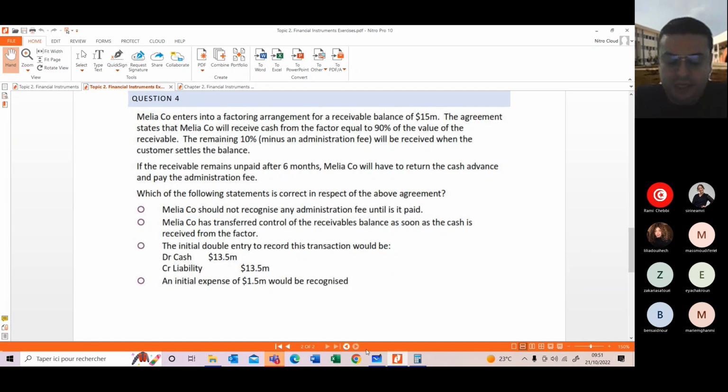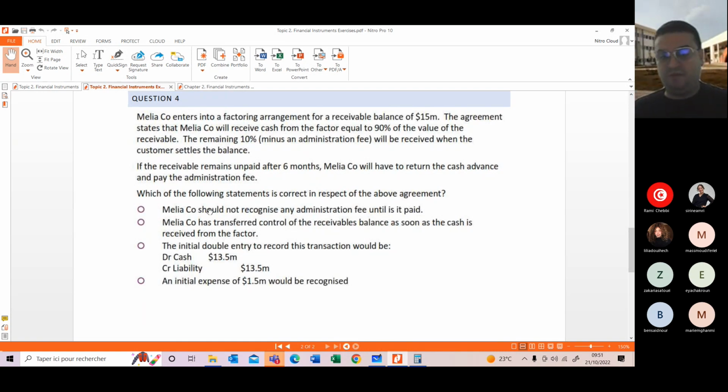يقول لك راهو this one will not be paid until we receive the full amount or the balance due. So if we receive the balance due, I give you the 10%. In reality, نعطيك 10% minus administration fees. This is what we do in practice.